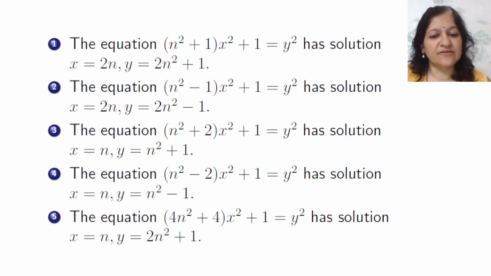If capital N is in the form 4n square plus 4, then the equation has solution x equal to n, y equal to 2n square plus 1. You just substitute the values of x and y in the given equation and then you can find that the left hand side is the same as the right hand side.